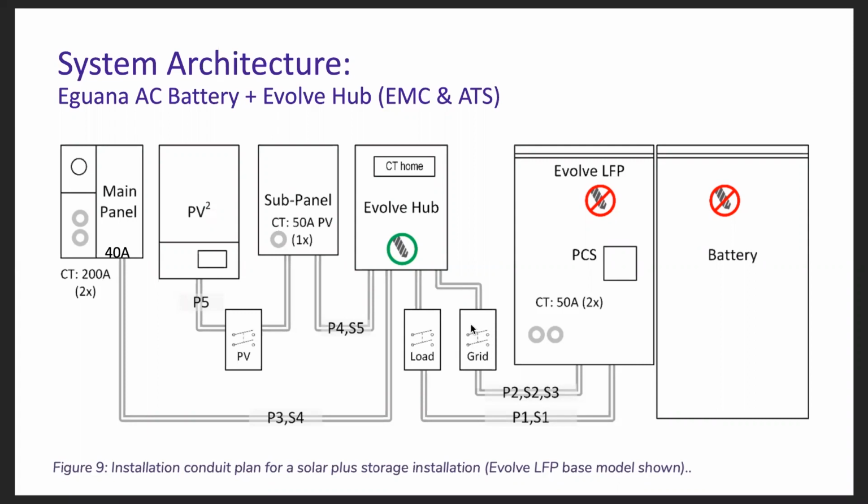And then the two disconnects that are shown here between the battery and the Evolve hub are from the updated, well, as of 2017 updated NEC, that requires all non-grounded conductors to and from the battery to have disconnects. These disconnects are not included with the product, but are just shown here as a reference to your design staff.